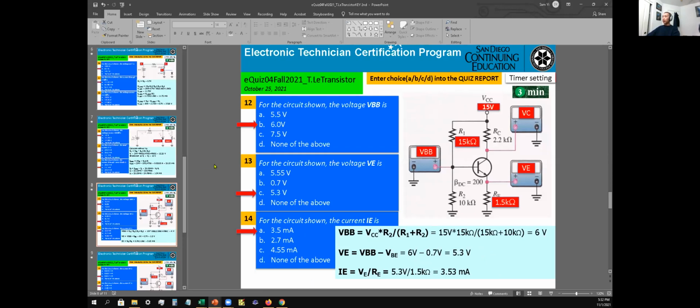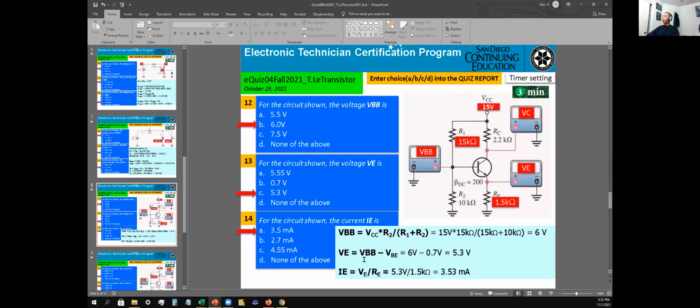Okay, next set. Question number 12, for the circuit shown, the voltage at VB. VB would be right here, and this represents a voltage divider, like we said before. So it's going to take VCC times R2 divided by the quantity R1 plus R2. That's going to give you 6 volts. So the answer is B, as in Bob, for number 12. Now for number 13, for the circuit shown, the voltage VE is, so VE is going to be right here.